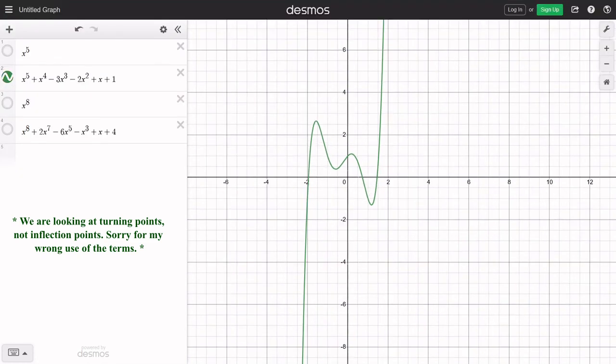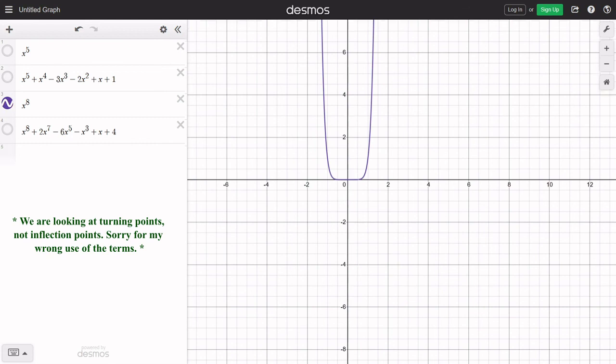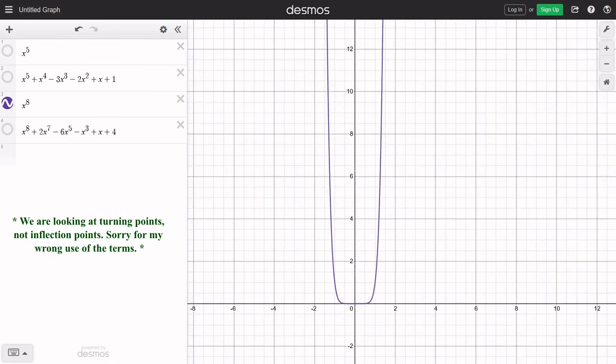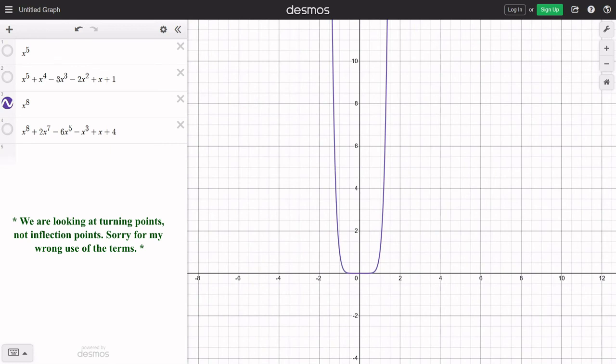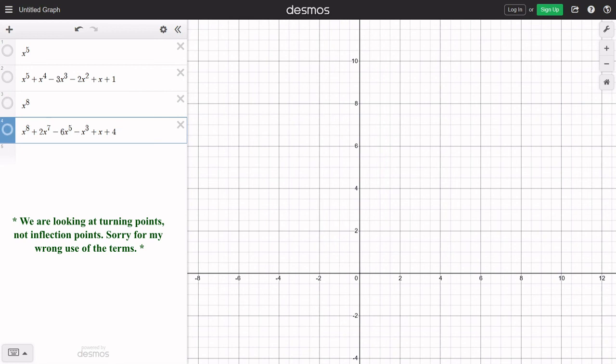So that's this one. Let's look at x to the 8. At most, there can be 7 turning points here. There's really only 1 in this case, right? It's going down as you go to the left, and then it goes up as you go to the right. But if we have a more interesting one, this is still x to the 8 as a degree, so it can have at most 7 turning points.